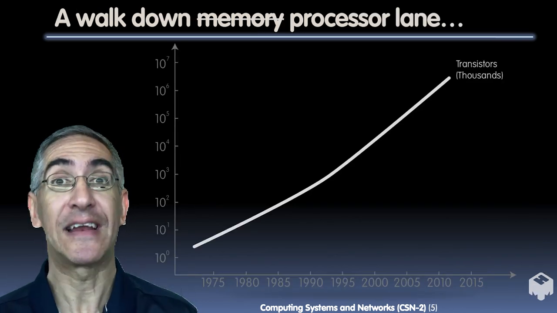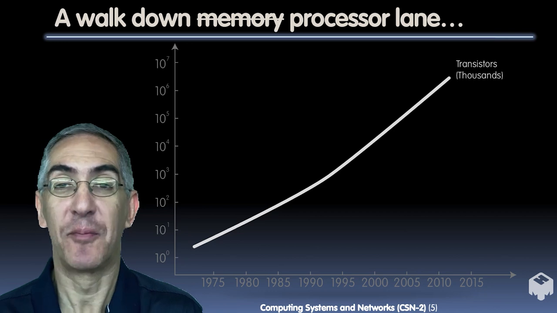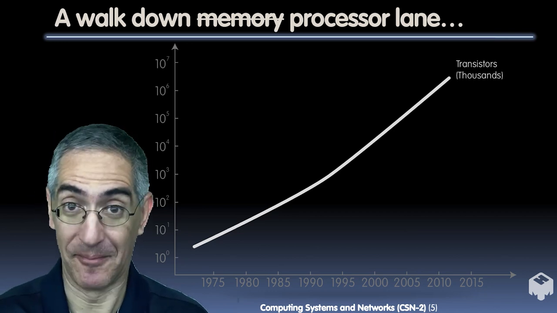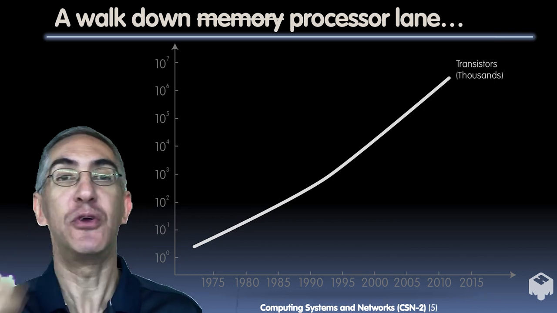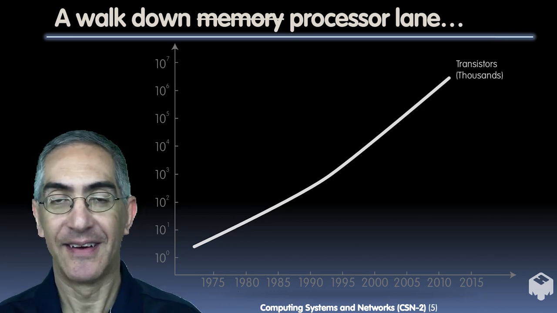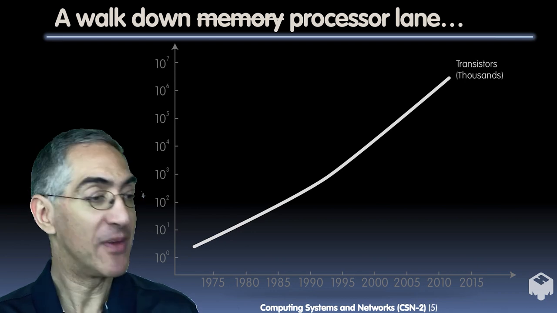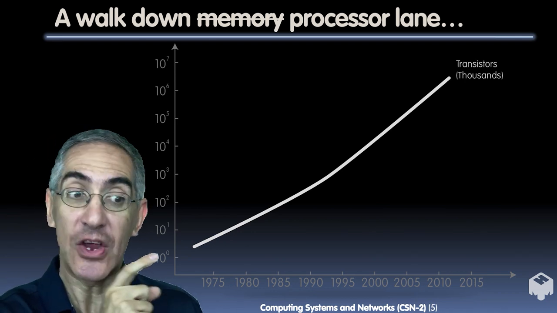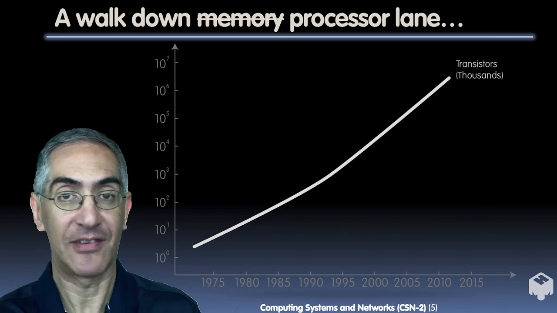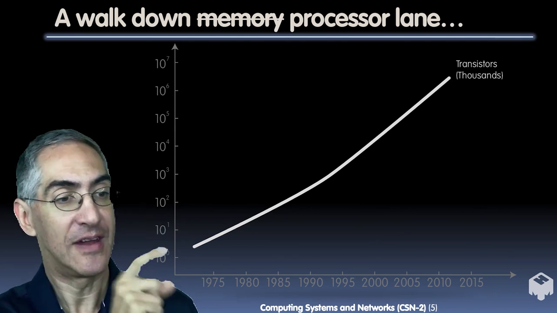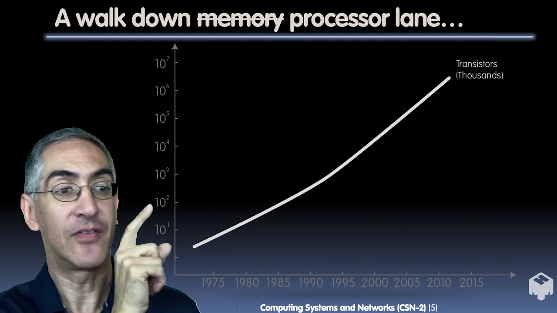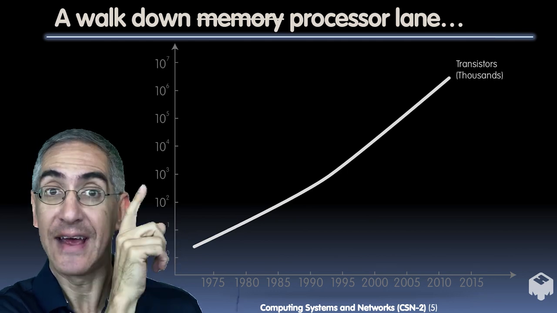Now, let's go take a trip down memory, or actually processor lane. Back in the day, this is a beautiful graph. It's publicly available data, 1975. It's linear in time along the bottom axis. Along the y-axis, this is exponential, okay? So it's 10 to the 0 or 1. 10 to the 1 is 10. 10 to the 2 is 100. 10 to the 3 is 1,000, et cetera.